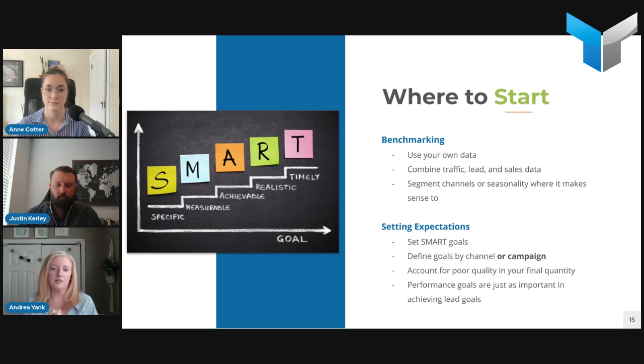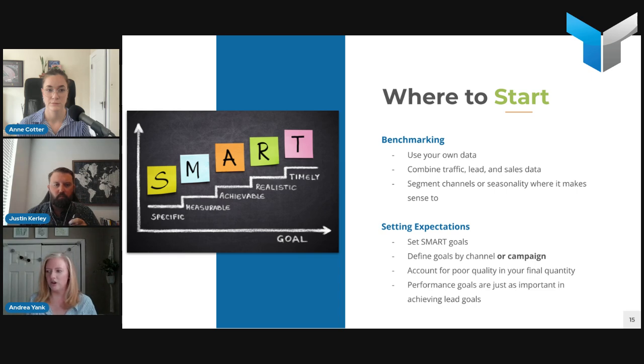A good place to start is benchmarking. So use your own data. It's incredibly hard to find B2B benchmarks for even the most common KPIs. So use your own data and try to improve that. But you have to know what that is, right? So you have to be collecting that. You're just better off benchmarking your own, identifying what you want those numbers to be, and then setting goals and a time frame for those goals.